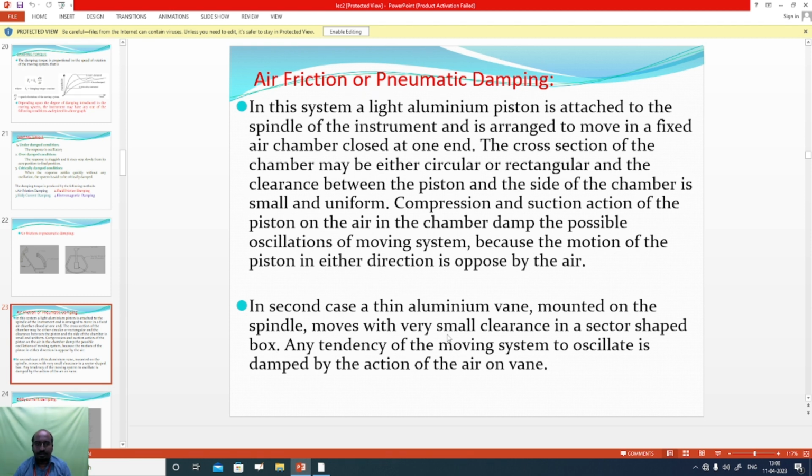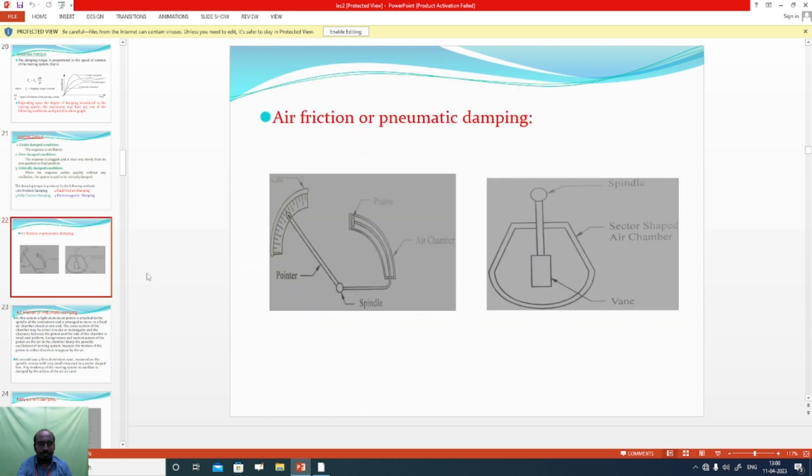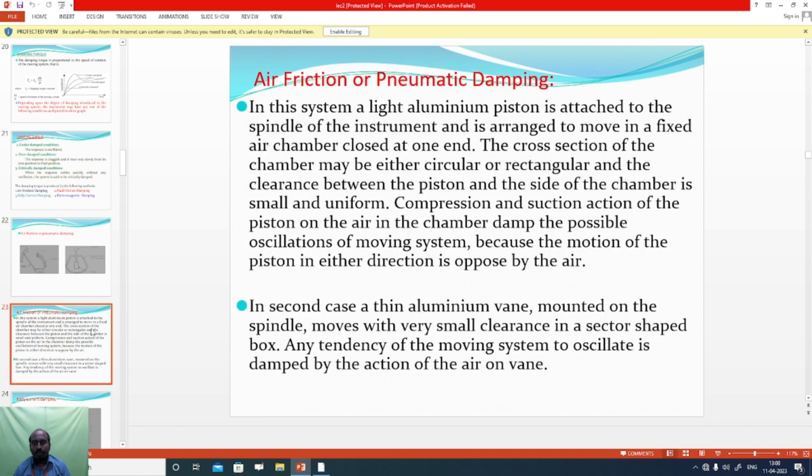While in the first one, a light aluminium piston is attached to the spindle of the instrument and is arranged to move in a fixed air chamber closed at one end. The cross section of the chamber may be either circular or rectangular. The clearance area between the piston and the side of the chamber is uniform on both sides. The compression and suction action of the piston on the air in the chamber damp the possible oscillation of the system.